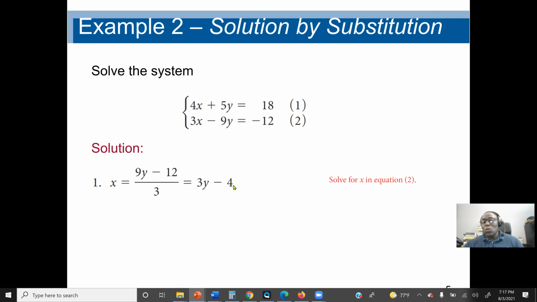Now here we used the second equation, so we cannot use the second equation anymore.